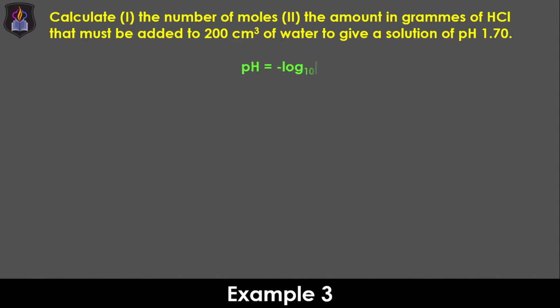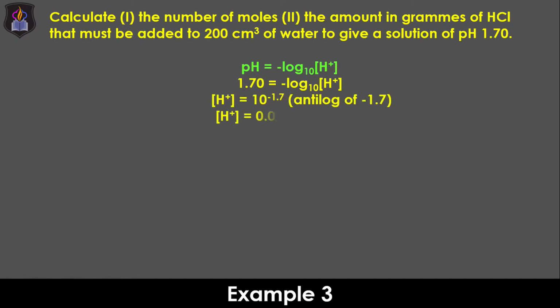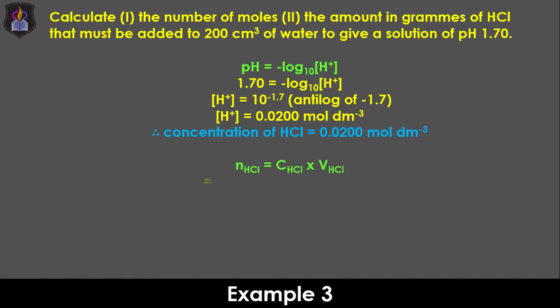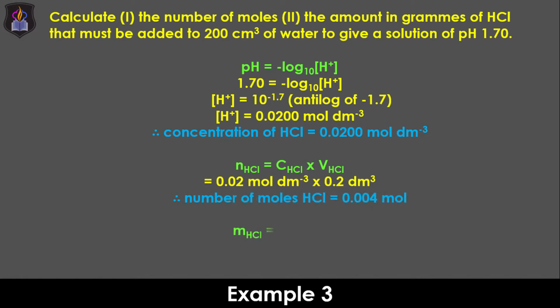So, let's insert 1.7 in the pH formula and then find the antilog of minus 1.7. We would obtain the hydrogen ions concentration to be 0.0200 mole per dm3. To get the number of moles, multiply this concentration by 0.2 dm3, which is the given 200 cm3 volume converted to dm3. This will give us 0.004 mole. Finally, to calculate the amount in grams, multiply the calculated number of moles by 36.5 grams per mole, the molar mass of hydrochloric acid, and this gives us 0.146 grams.